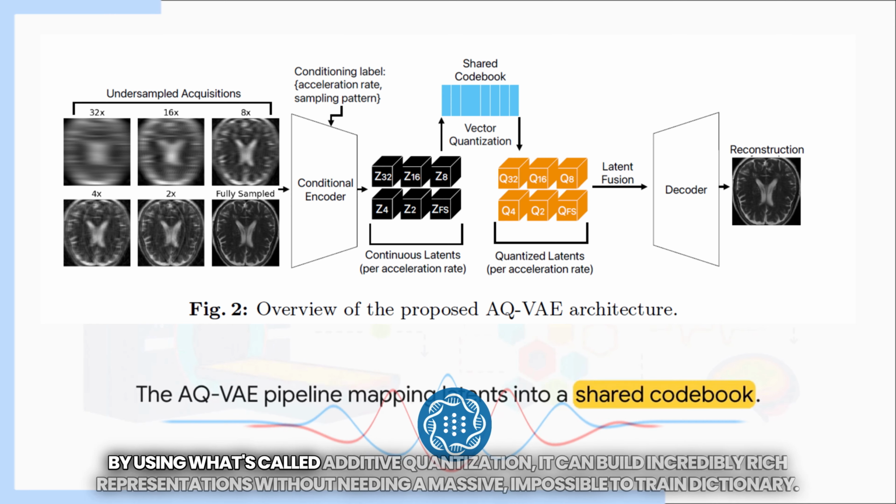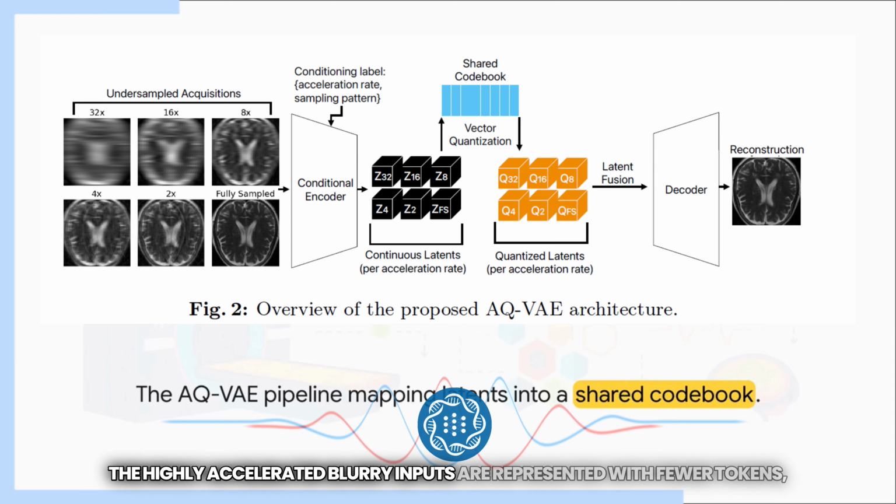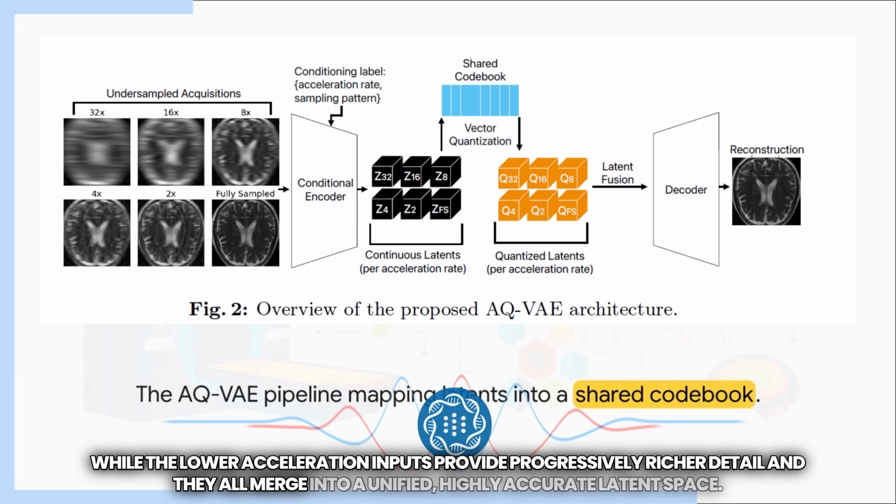By using what's called additive quantization, it can build incredibly rich representations without needing a massive, impossible-to-train dictionary. The highly accelerated blurry inputs are represented with fewer tokens, while the lower acceleration inputs provide progressively richer detail, and they all merge into a unified, highly accurate latent space.